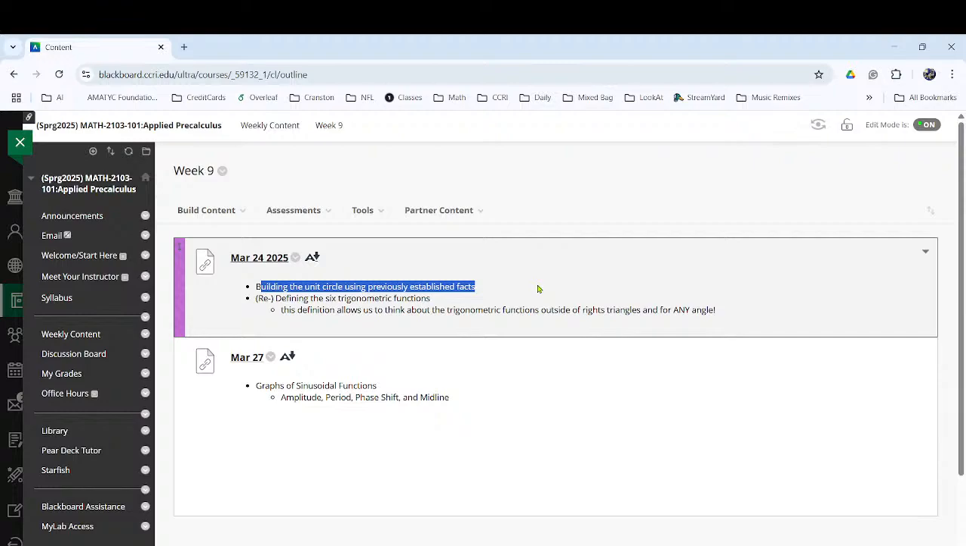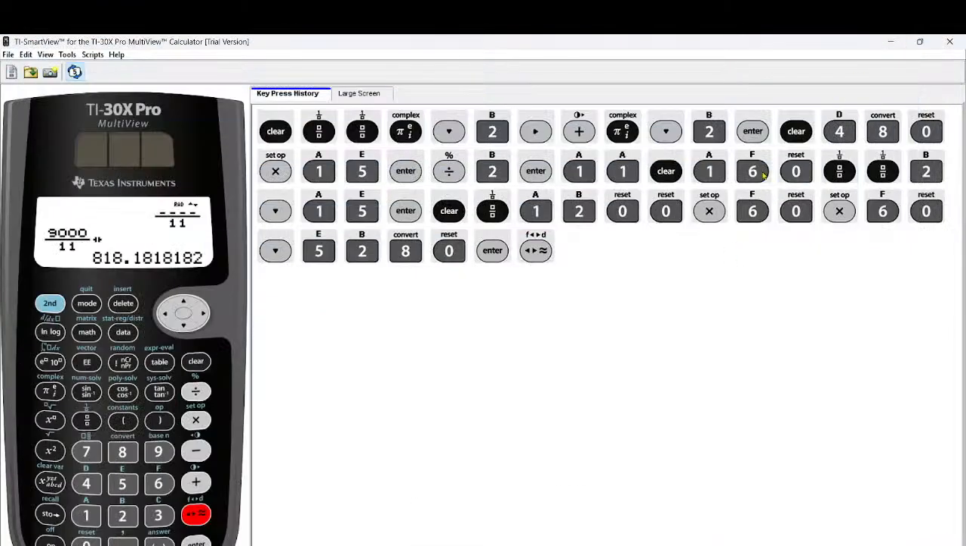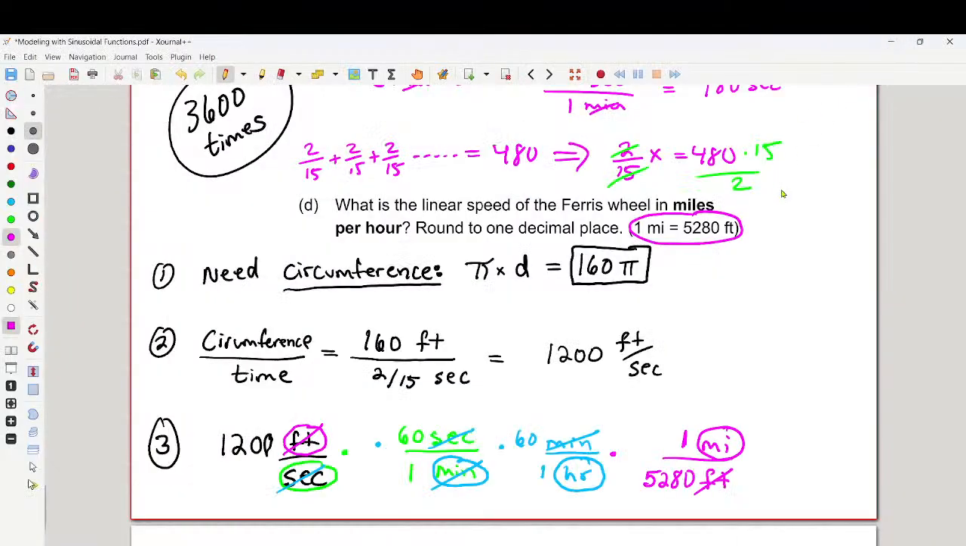Would you go back to break that conversion down? Which one? The minutes to the, I mean, the seconds to the last thing, yeah, right there.